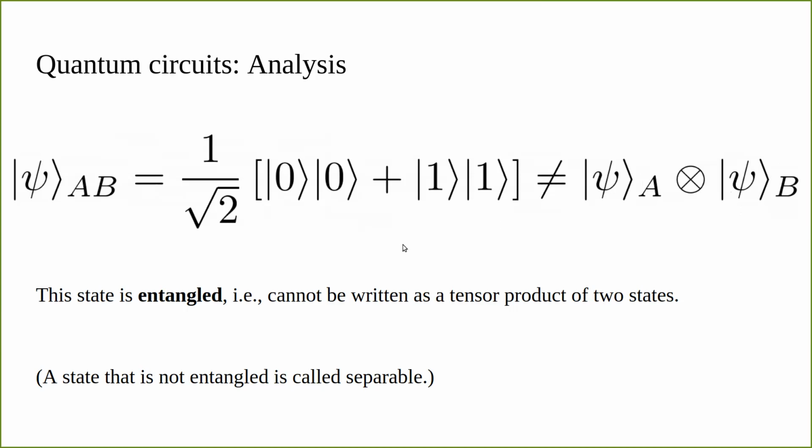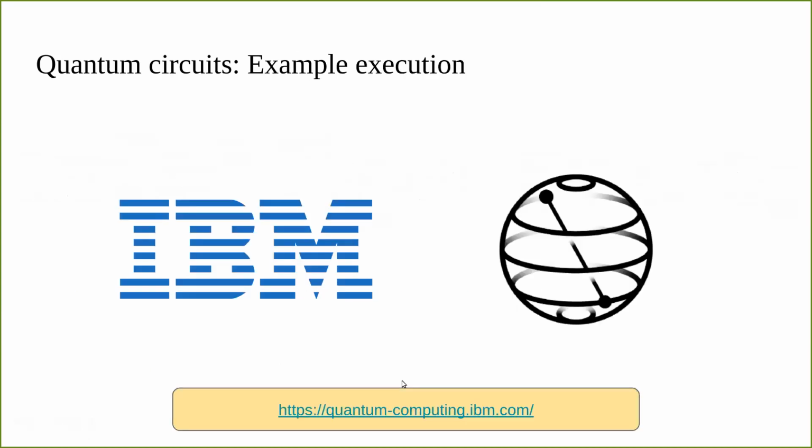Entangled states have useful properties and are used as resources in algorithms and other protocols. One more bit of vocabulary: if a state is not entangled, we say that state is separable. Okay, so we've analyzed an example quantum circuit mathematically.